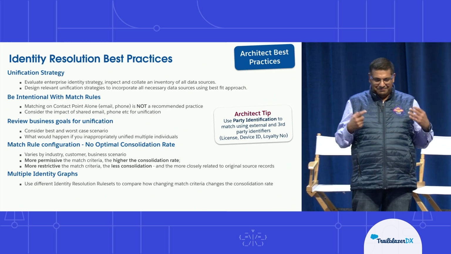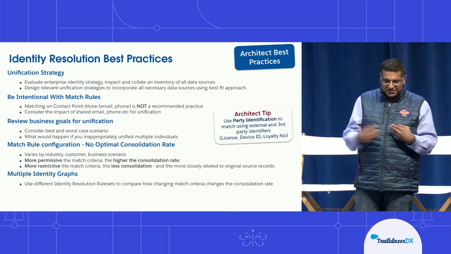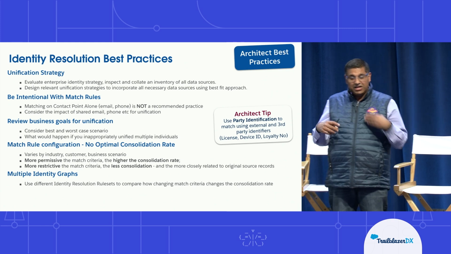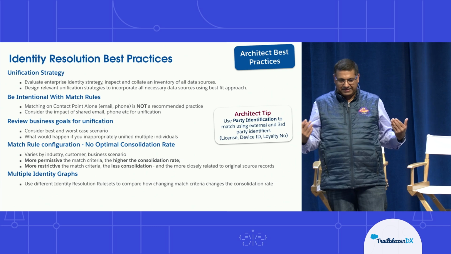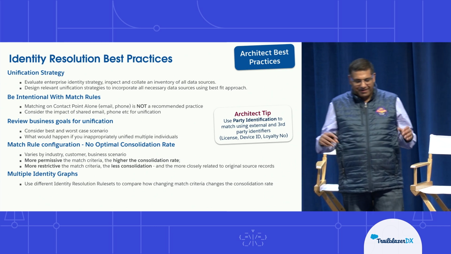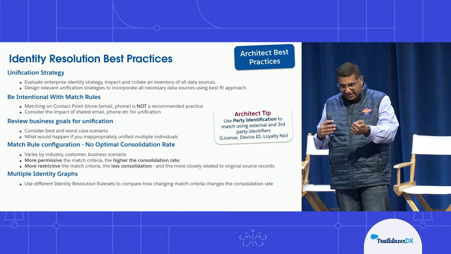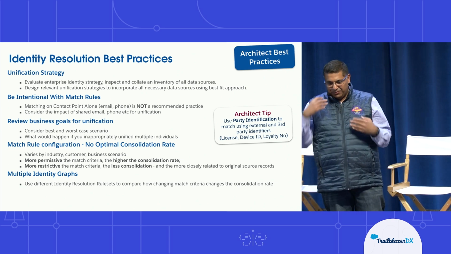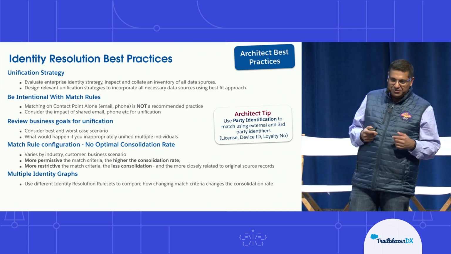Here are some of the best practices. Figure out your unification strategy and be very intentional with match rules. We typically say that trying to match people on just a contact point, email or phone, is not a best practice. And we get asked, is there an ideal match rate? The answer is it depends. It's based on your data and your industry, and we let you create a couple of different rule sets to see how those match rules might come into play.